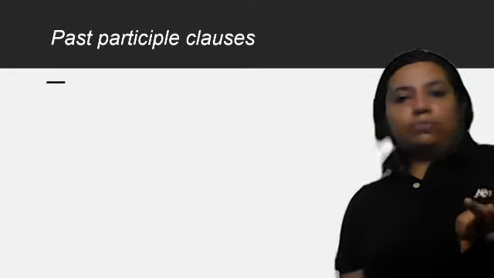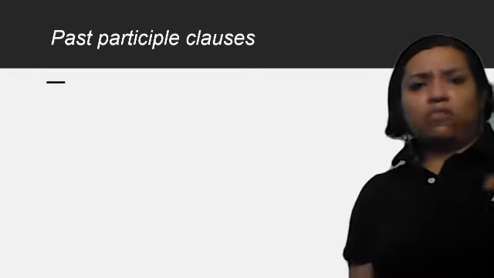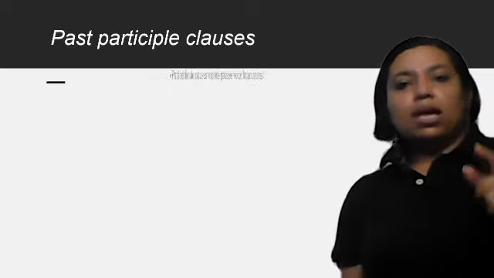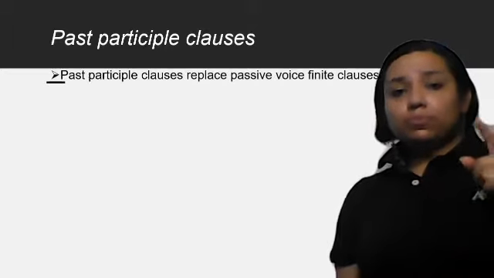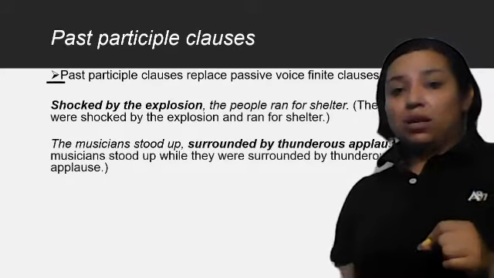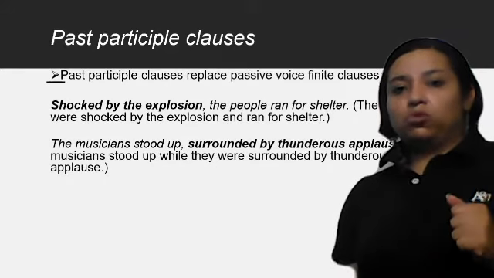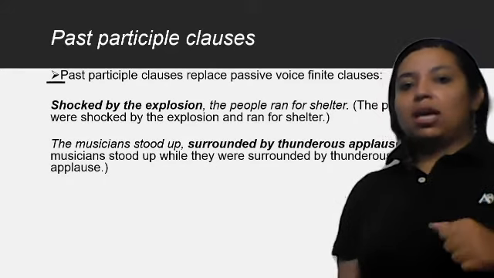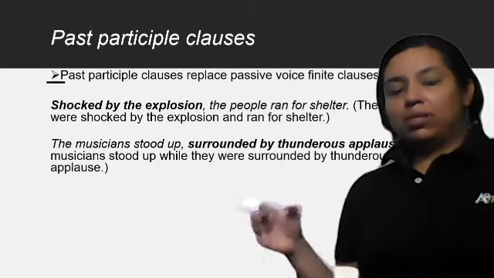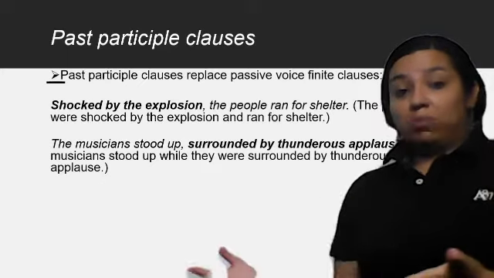The third and last category of participle clauses, the past one. This one is used to replace passive voice infinite clauses. Shocked by the explosion, the people ran for shelter. First, the explosion happened, they were shocked about it, and the people ran for shelter.